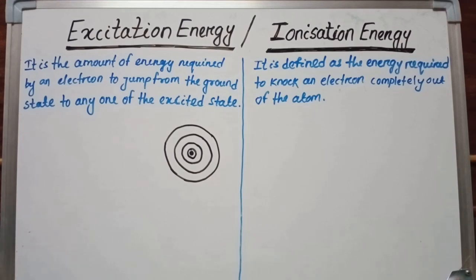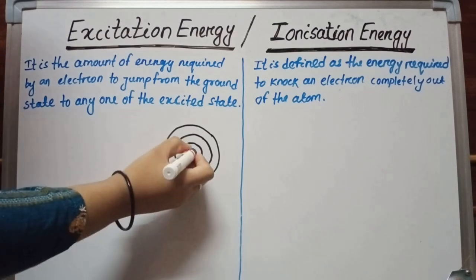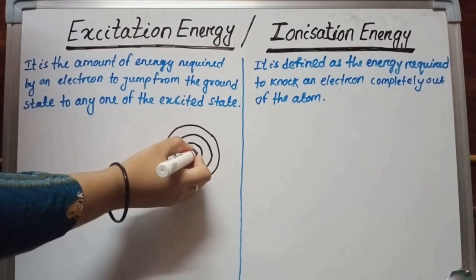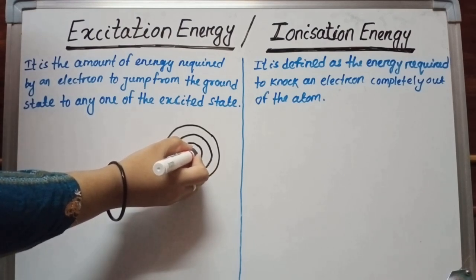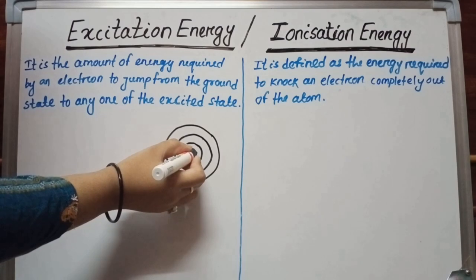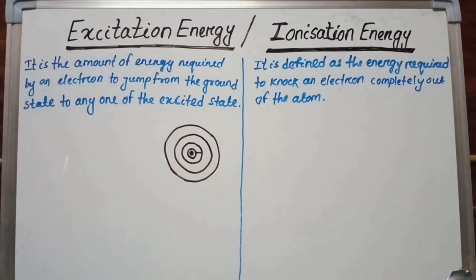It is the amount of energy required by an electron to jump from the ground state to any one of the excited states. That means if we consider an electron revolving around the innermost orbit, with orbit number 1, the innermost orbit or the ground state, then what is the amount of energy required by that electron to jump from the innermost orbit to the excited state?